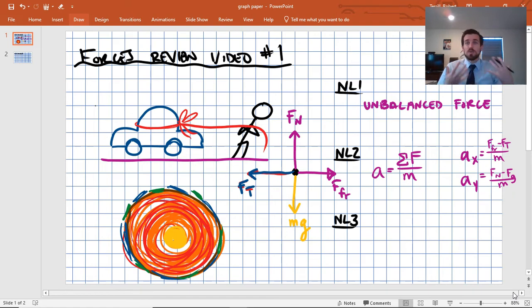Now that's what Newton's second law is used for, is finding how the object is accelerating and by how much. One other important rule is the direction of the net force.